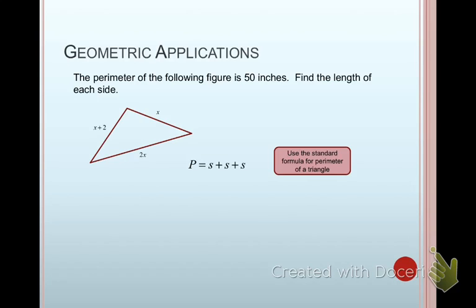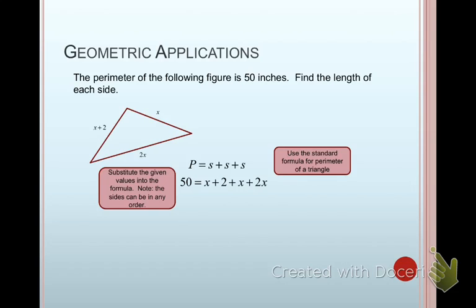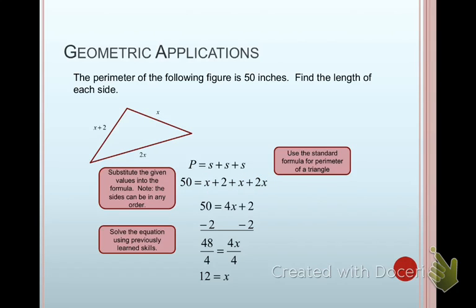The standard formula for the perimeter of a triangle is to add up the three lengths of the sides. So in this case, we want to substitute the given values into the formula. We substitute in x plus 2, x, and 2x, and we know that they add up to equal 50. Then we combine like terms: x, x, and 2x add up to 4x, and 4x plus 2 equals 50 is the equation that we need to solve.